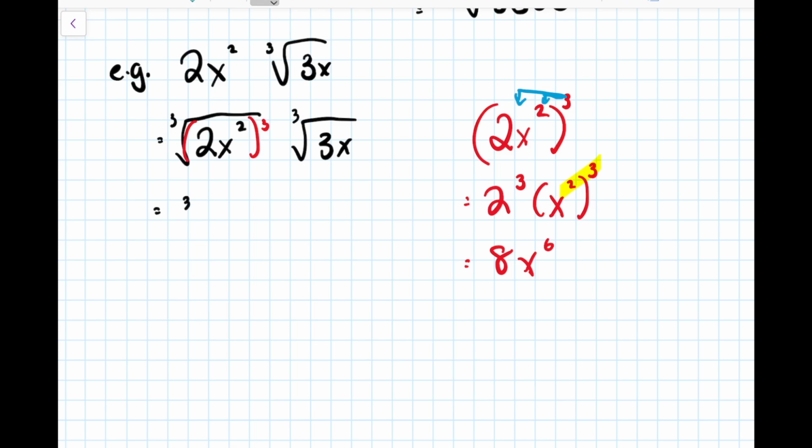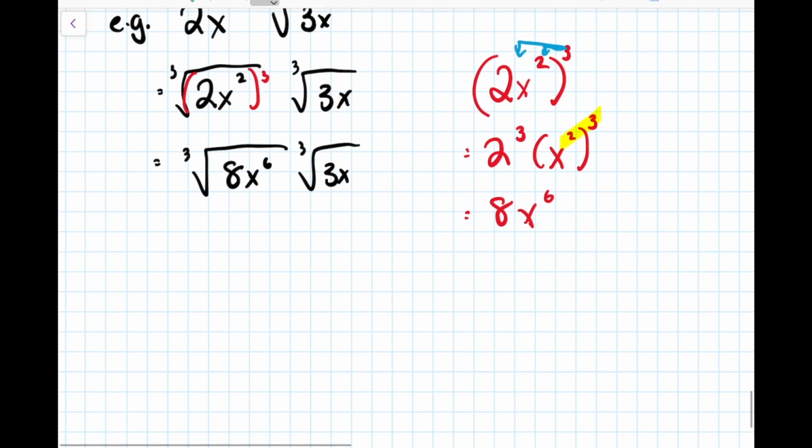So back over to the left side here, we've got our cube root of 8x to the power of 6 times our cube root of 3x. And now we just multiply those things. So 8 times 3 gets me 24. And remember, when you multiply two powers like this, you're going to just add the exponents. So x to the power of 6 times x is going to get me x to the power of 7. And all of that's inside of a cube root.